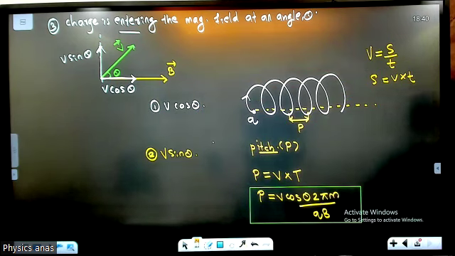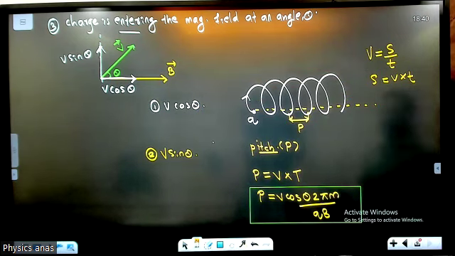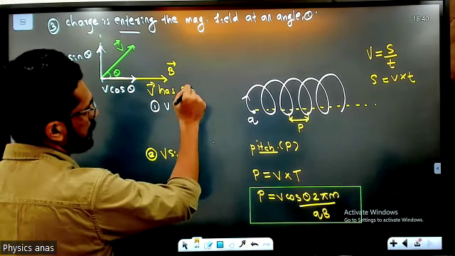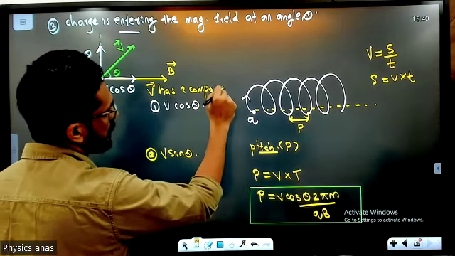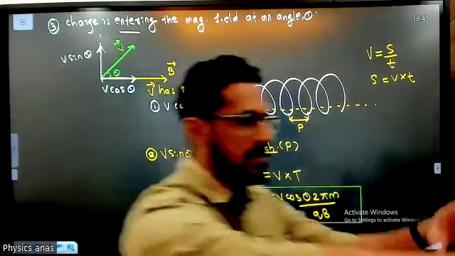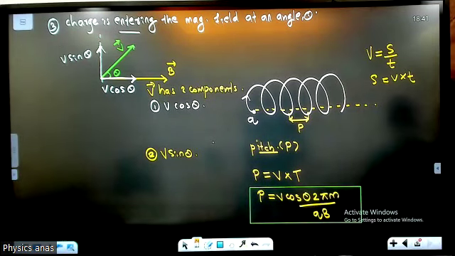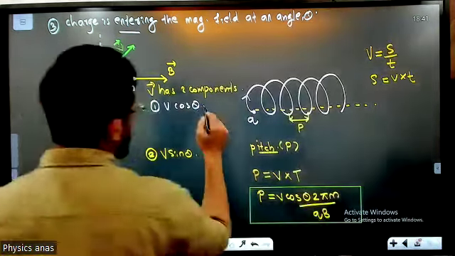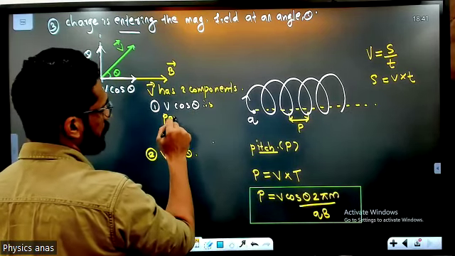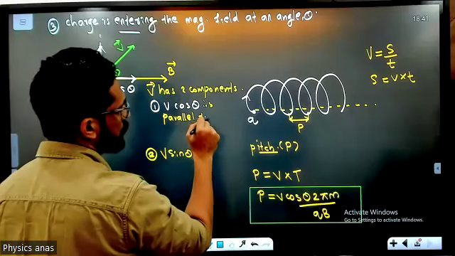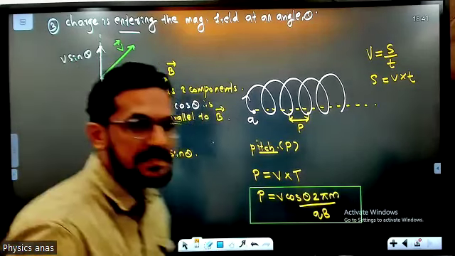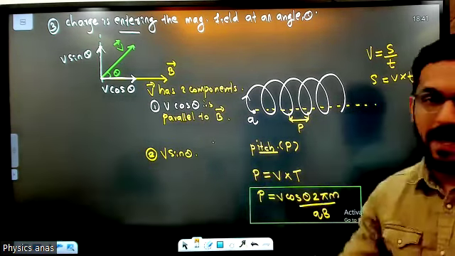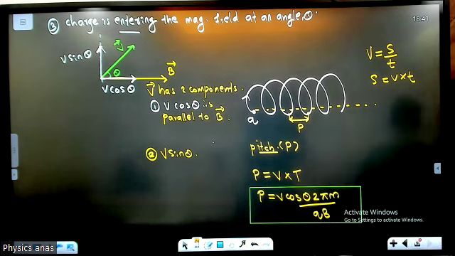You can write: velocity has two components. First one, V cos theta. V cos theta is parallel to the magnetic field. Write it. Okay.